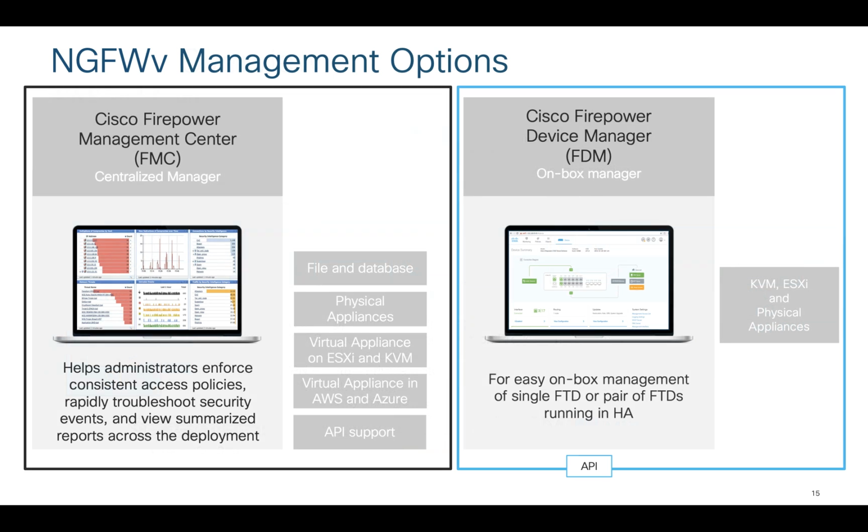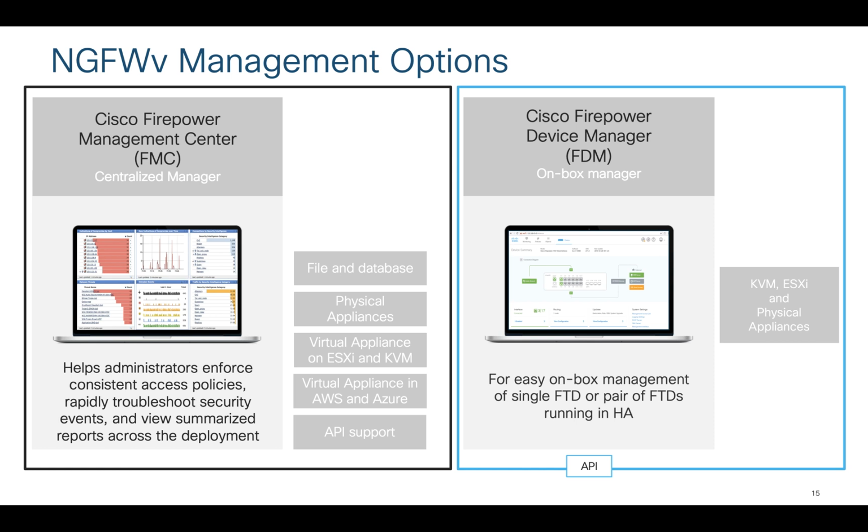Now let's discuss management options. You have multiple management options for this appliance. Currently, we can manage it using Firepower Management Center, which is a centralized manager for managing multiple next generation firewalls. You can find FMC in hardware appliance form factor as well. You can deploy it on a virtual machine running ESXi or KVM. You can also deploy FMC in cloud. If you don't have any data center and you only have cloud presence, we also have FMC available in Amazon Web Services and Azure.